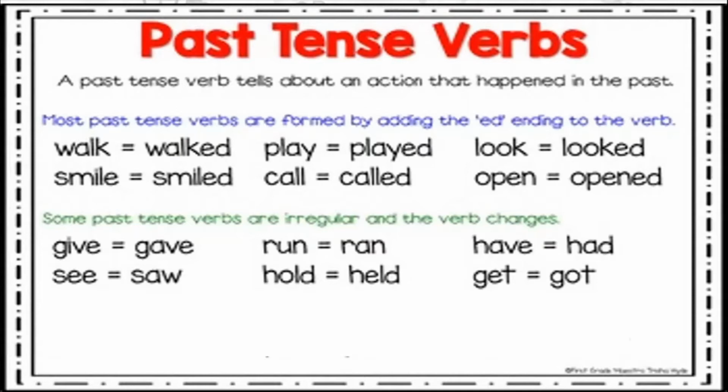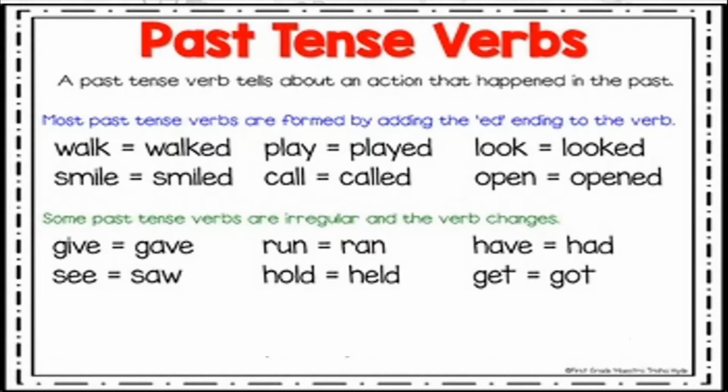Have becomes had. See becomes saw. I've heard many people saying "I seed it yesterday." That is wrong English. Okay, see is saw. Hold becomes held, and get becomes got. So these are a little irregular, not using the rule of adding ed. So that is why it is irregular.